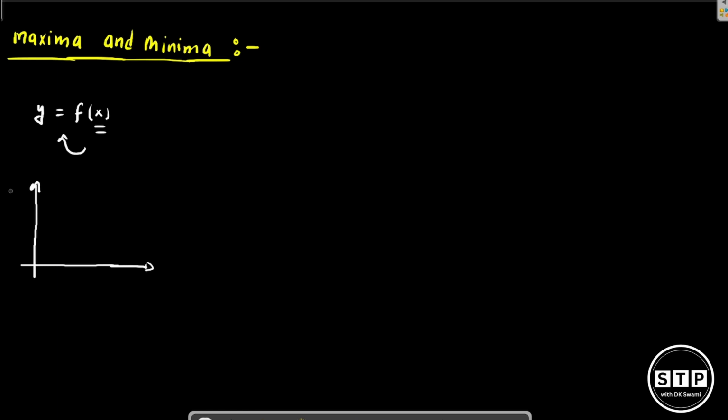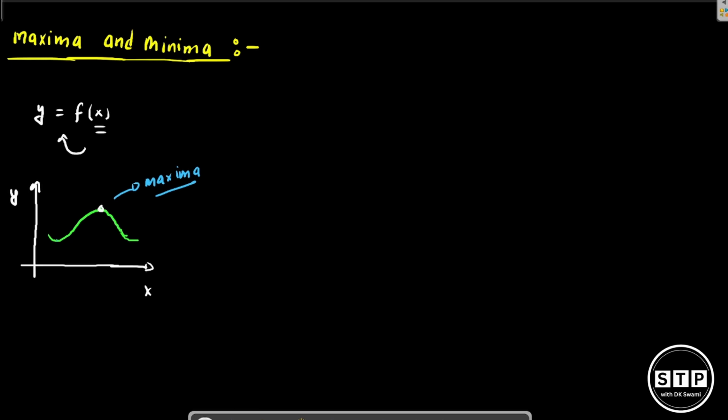The graph is like this. Now see, at some point this function is achieving its maximum value, like at this point. Because this value, compared to nearby other values, is maximum, that's why this will be called the maxima. It is also called the local maxima, right?